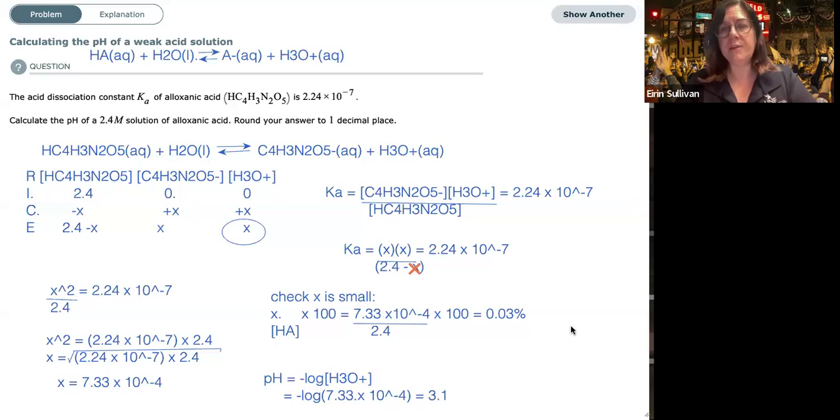And honestly, these questions, the more of them you do, you're going to find they're very similar. The only thing that is really going to change is the initial concentration of your weak acid. So this part is going to change. So you're going to usually end up with an answer of the form, if x is small is valid, x squared over whatever the concentration of the weak acid was, and that is going to be equal to whatever your Ka is, and you're just going to rearrange and solve that for x. That's really what you're going to be doing the majority of the time with these kind of questions. So hopefully that helps you finally crack calculating the pH of a weak acid solution.